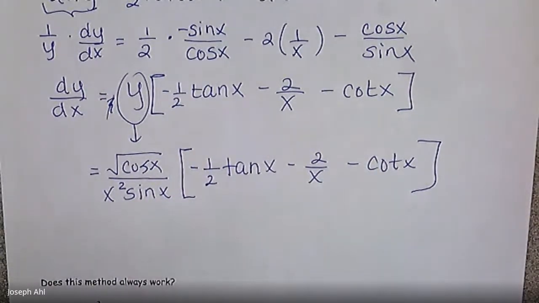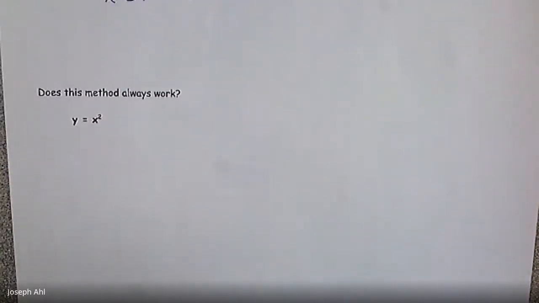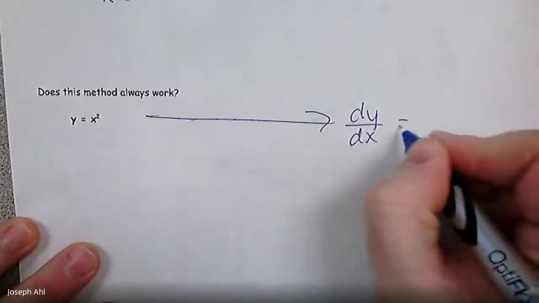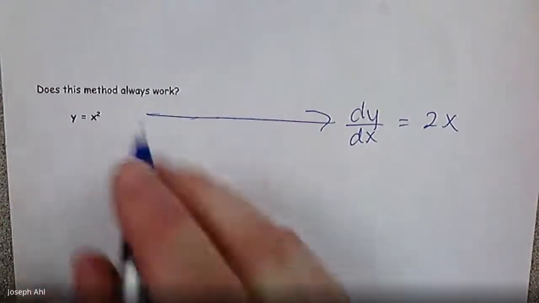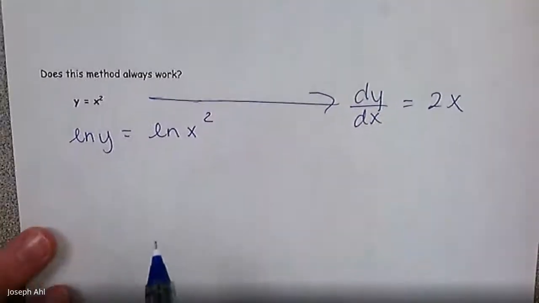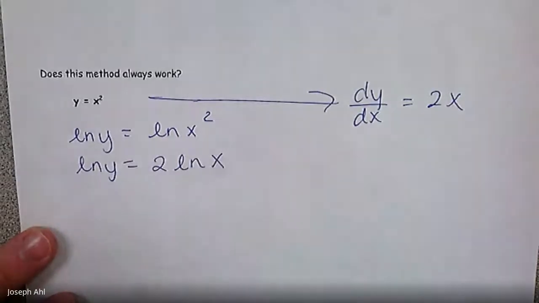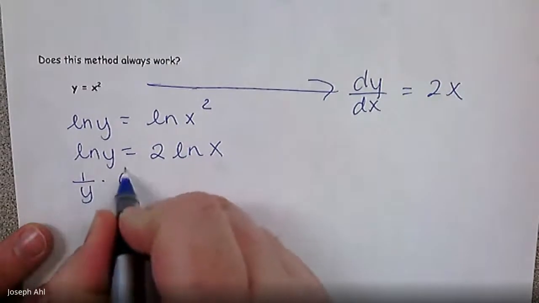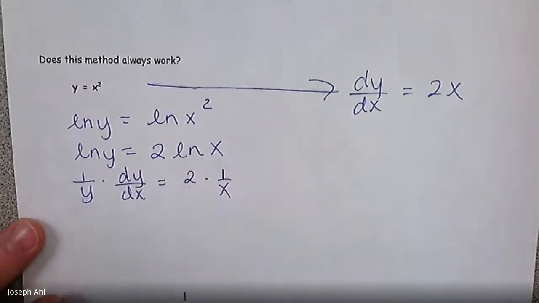Okay, so does this method always work? Well, I don't know, should we try it for something that we definitely know the derivative of really quickly? We know for y equals x squared that dy dx is 2x. Does it work for y equals x squared? Well, ln y would equal ln of x squared. Bring the 2 out front. Okay, and then take the derivative of both sides. So we get 1 over y dy dx equals 2 times 1 over x.